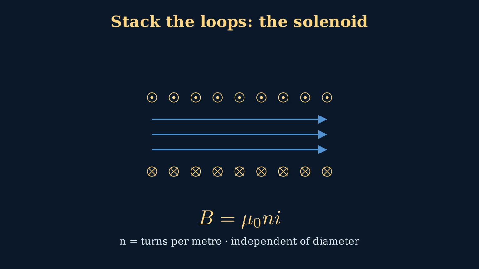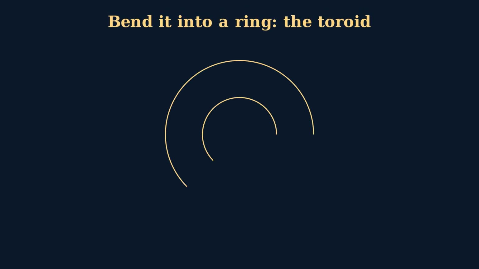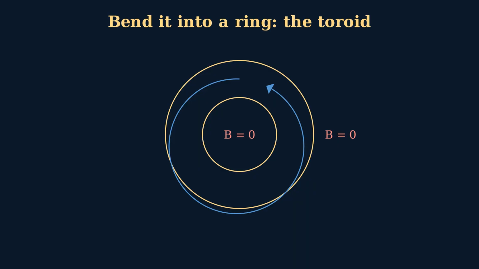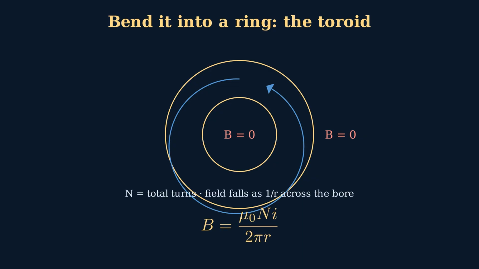Bend that solenoid around into a donut and join the ends: a toroid. Now the field has nowhere to leak out to. The field circles around inside the ring, trapped between the windings, and is essentially zero both in the hole and everywhere outside. Toroids are prized for exactly this. They keep their field locked in. Its field is mu naught N I over 2 pi r, with N the total number of turns. Unlike the solenoid, it isn't uniform. It tapers as 1 over r across the bore.